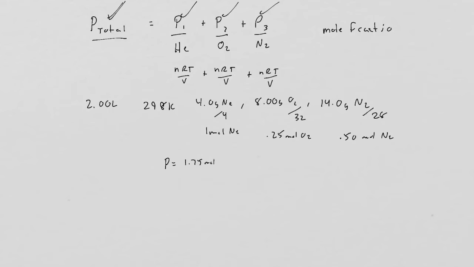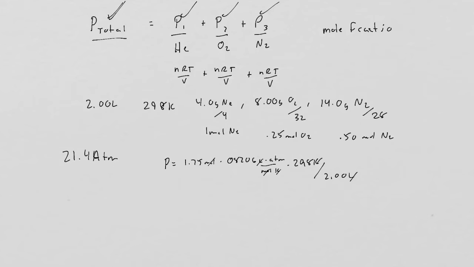So we have our n, we have our R, which is 0.08206 liters times atmospheres per mole K, and then we have our T, which is 298 Kelvin, and we put that over the total volume of 2.00 liters. And when I calculate that out, I get a value of 21.4 atmospheres. Sorry, that was a mistake. The moles cancel, the kelvins cancel, the liters cancel, and the only thing left is atmospheres.